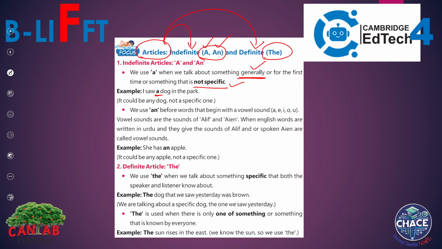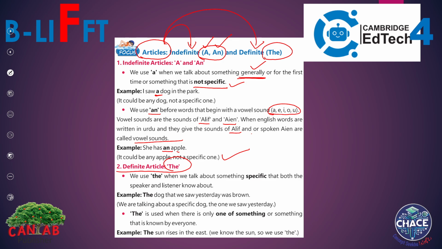Now, where do we use an? We use an before words that begin with the vowel sound. We already know that. So, vowel sounds are the sounds of alif and an. When English words are written in Urdu and they give the sounds of alif or an, they are called vowel sounds. For example, she has an apple. It could be any apple. Not specific, not special.